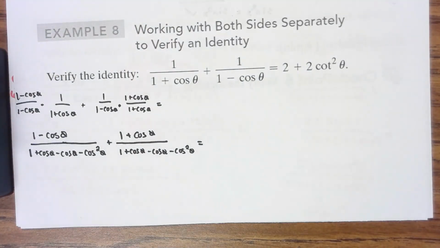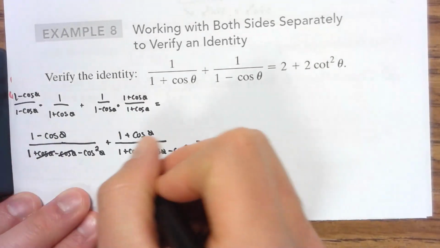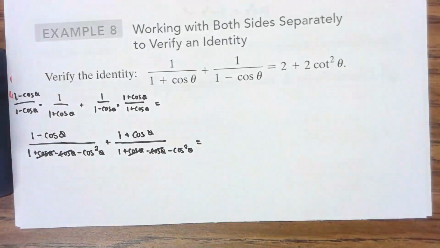And I'm going to do two things here just to, again, save us some work. One, I'm going to cancel out these cosine of thetas. That's a result of us multiplying by that conjugate pair. And I'm going to write this as just one fraction. So I'm going to go ahead and do the addition here and see where this gets us to.